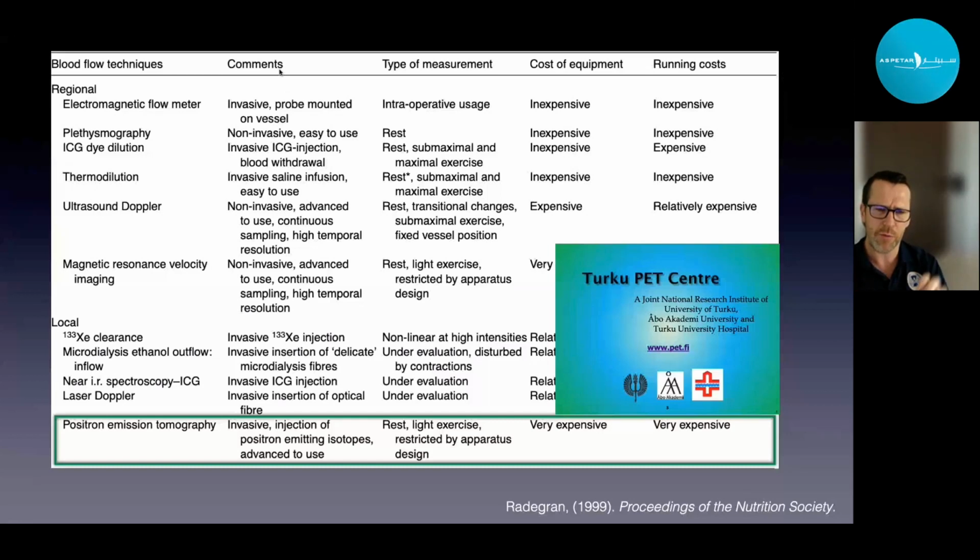So if I remember, we talked about regional flow, local flow. In this case, what a PET scan can do is allow you to quantify in a very detailed way the blood flow going through the muscle bed. So we were able to do this with the guys in Finland.